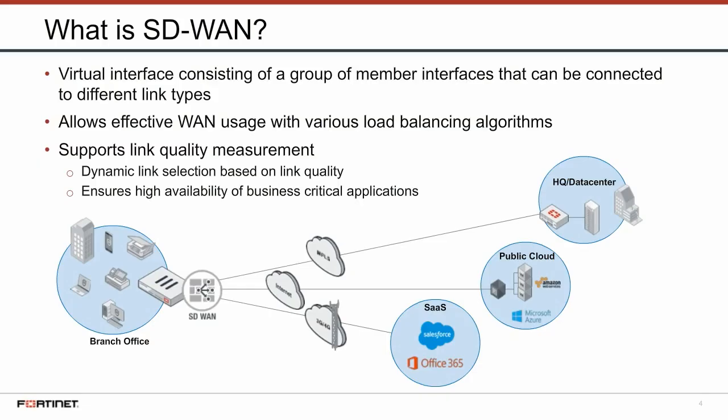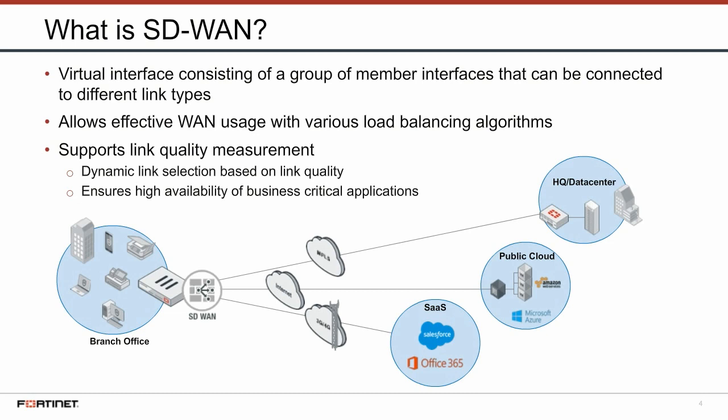SD-WAN is a virtual interface consisting of a group of member interfaces that can be connected to different link types. FortiGate groups all the physical member interfaces into a single virtual interface, the SD-WAN interface. Using SD-WAN simplifies configuration because the administrator can configure a single set of routes and firewall policies and apply them to all member interfaces. There can only be one SD-WAN interface per VDOM.